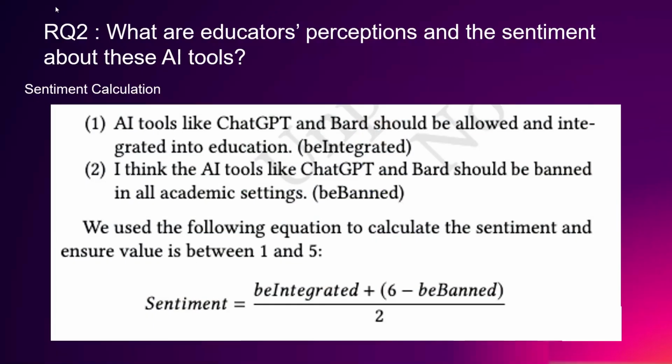Let's move on to answering the second research question, which is what are the educators' perception and sentiment about this tool? So to answer this particular question and to calculate sentiment, I used 2 particular responses from the survey. There was a question that said AI tools like ChatGPT and Bard should be allowed to be integrated in education, and then the other one was should be banned. So just to keep it between 1 and 5, I used that equation so that it will keep all the sentiment values between 1 and 5.